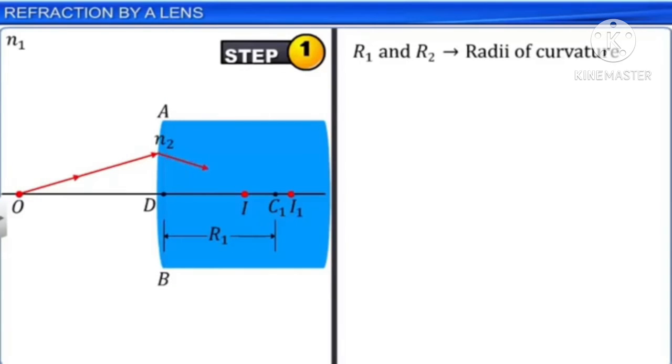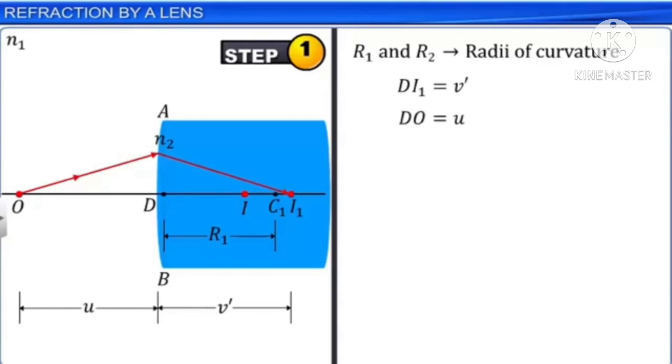Let DI1 be V'. Since we consider only thin lenses, DO is equal to U. We know that the relation between object distance U and image distance V for the refraction at a spherical surface is given as N2 by V minus N1 by U equal to N2 minus N1 by R, where R is the radius of curvature for the curved surface.